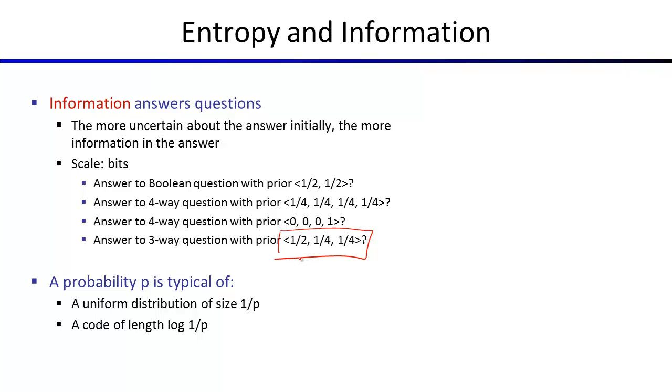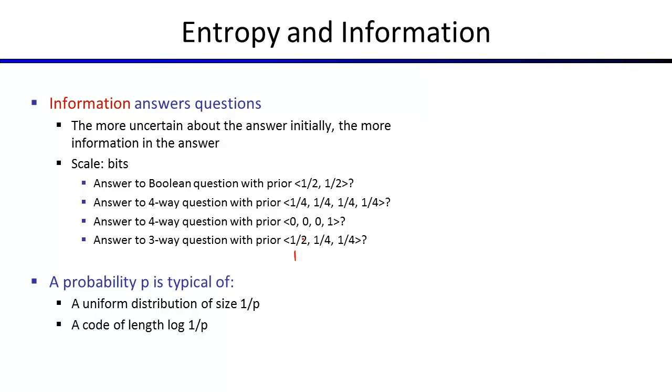See some twos. Let's think about this. What can we do in here, right? Three possible answers. Certainly one bit is not going to be enough, because with one bit we can only distinguish between two things. One thing we could do here is we could say, well, this is the most frequent answer.